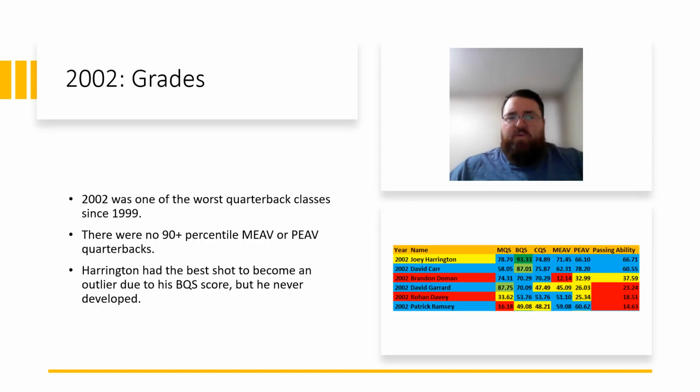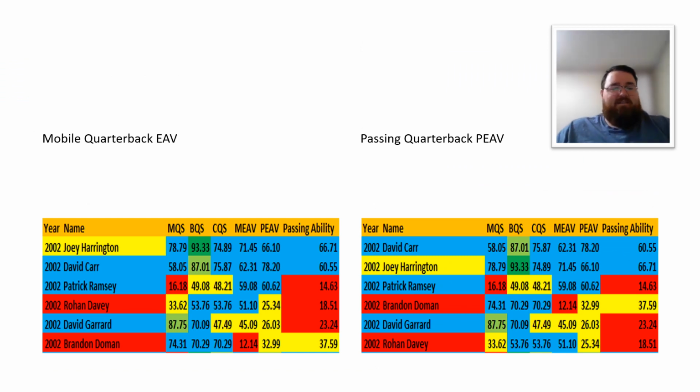Moving on to 2002. 2002 was probably the worst quarterback class since 1999. There were no 90 plus percentile MEAV or PEAV quarterbacks. Harrington had the best shot to become an outlier due to his BQS score, but he never quite developed. When you look at this class, both Joey Harrington and David Carr were first round draft picks. And I think when you look at their data, it was just not that great in terms of passing ability and everything else like that. These guys should never have been first round quarterbacks.